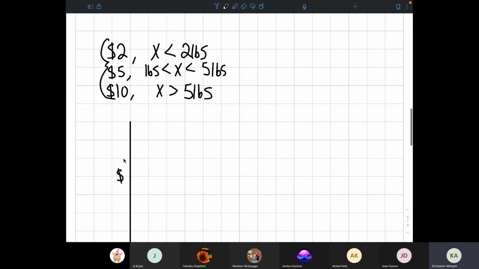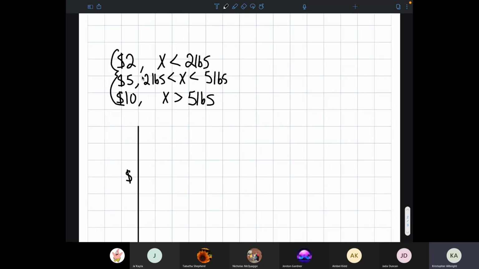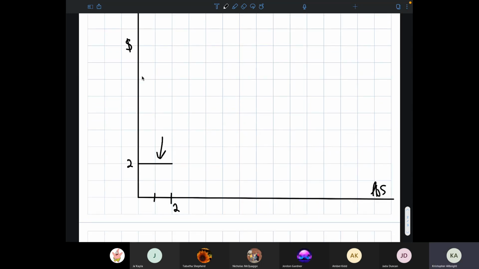So we scroll back up and we say, okay, it's $5 if it's between 2 pounds and 5 pounds. So we look at 2 pounds, we count over to 5 pounds, which is going to be right here. We say 2, 3, 4, 5. So it's going to be here to here.